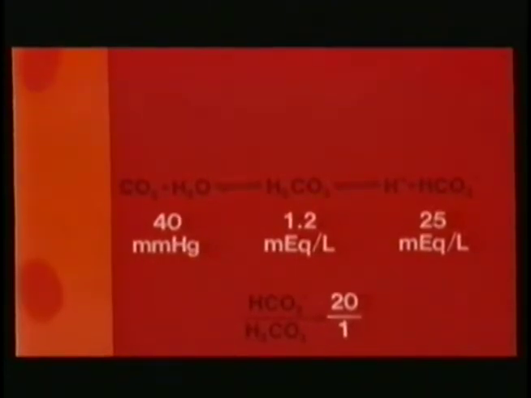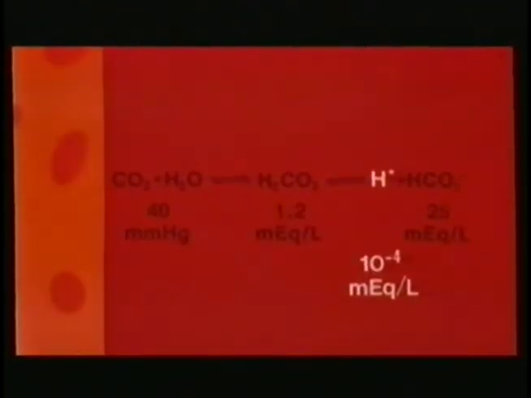The normal carbon dioxide tension is set by respiratory control mechanisms at 40 millimeters of mercury, which corresponds to a carbonic acid concentration of 1.2 milliequivalents per liter. The normal plasma bicarbonate concentration is approximately 25 milliequivalents per liter. Hence, the ratio of bicarbonate to carbonic acid is approximately 20 to 1.